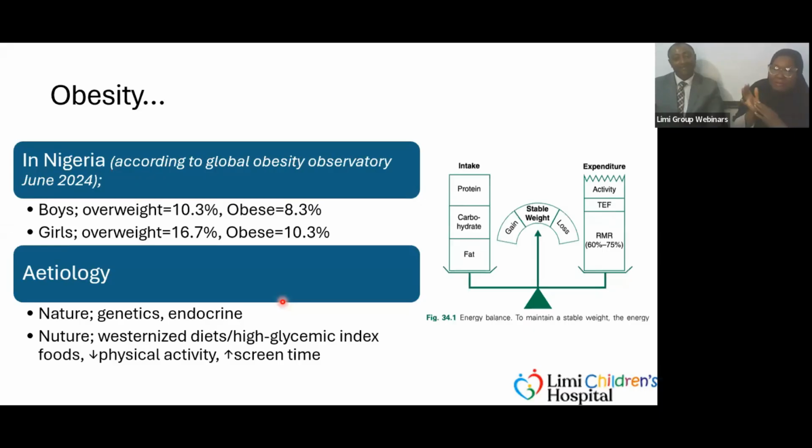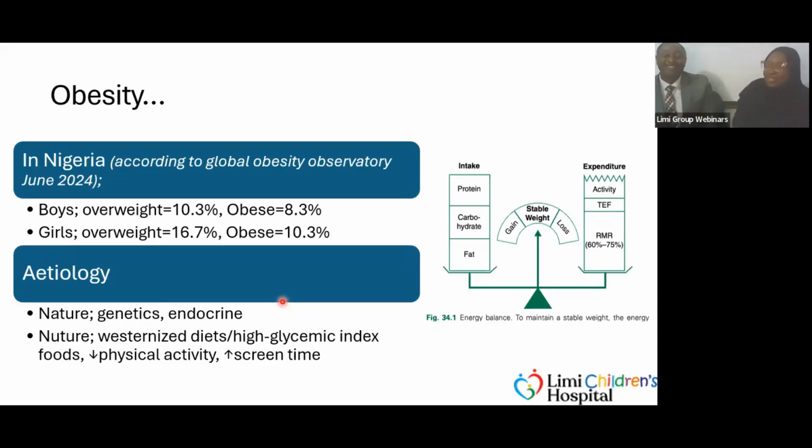So in terms of the prevalence, in boys overweight was about 10.3%, and then obesity was 8.3%. Whereas in girls, overweight was 16.7%, so it was higher in girls than in boys, with obesity as well. So in this case, the girls are doing better. They are doing good. Okay, fine.